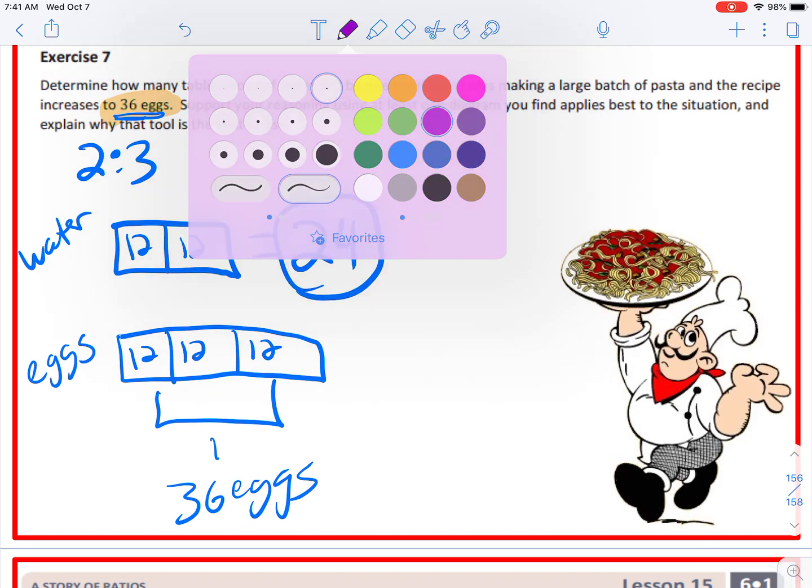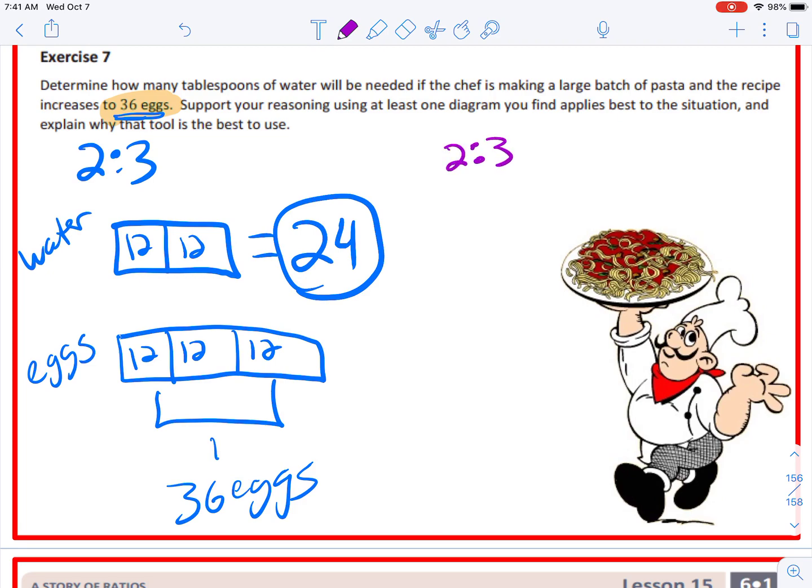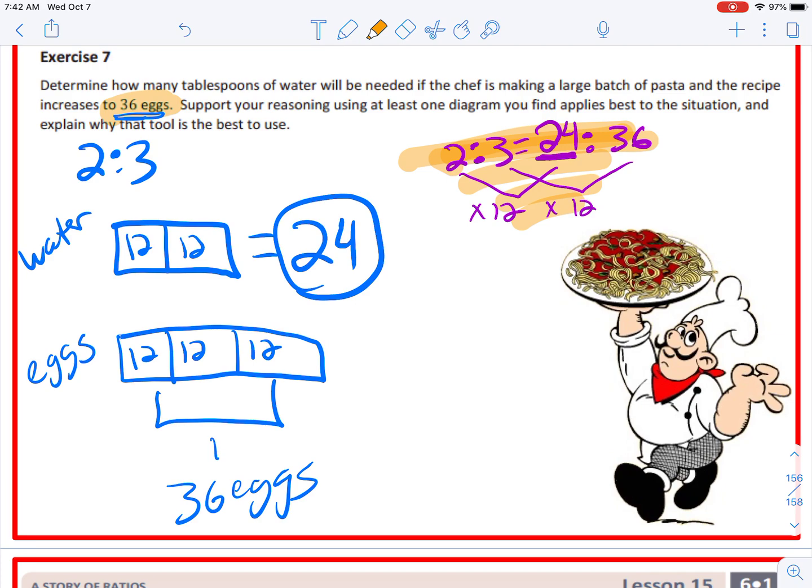Okay, another thing you can do is 2 to 3. Okay, we know the number of eggs, so we don't know the first number because that's the water, but we know the second number, which is 36. What do you have to do to 3 to get 36? You multiply by 12, so you have to multiply 2 times 12 to get 24. Okay? Whatever you find easiest, please do, guys. That's why I give you many options, like a table, tape diagrams, the relationship model right here. Okay, whatever you think best applies, use it.